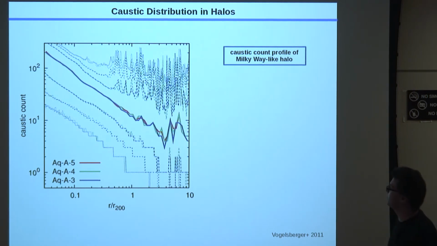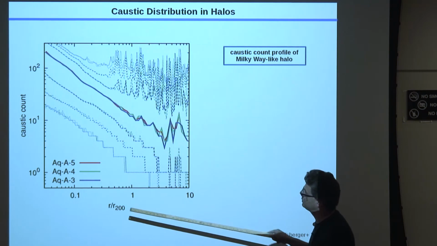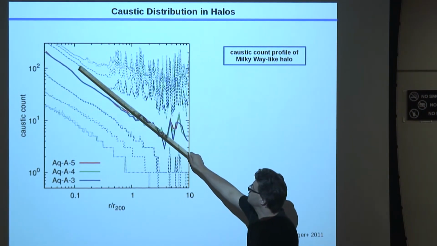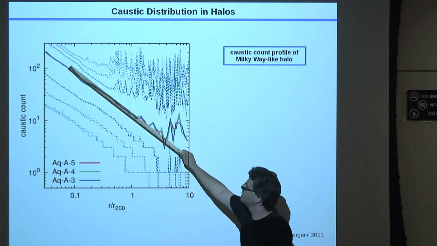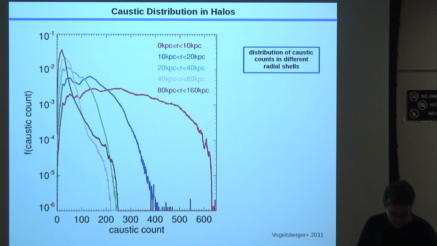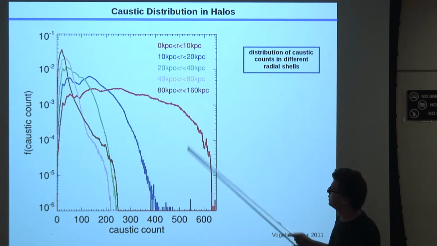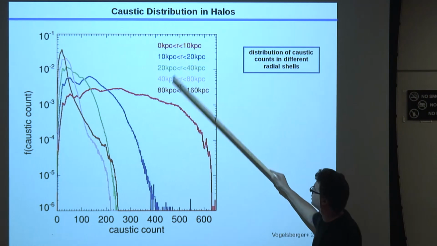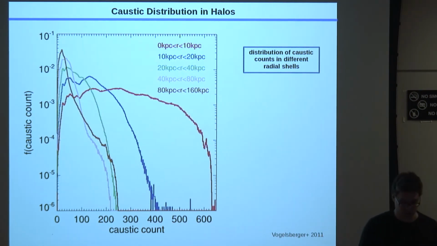You can also then make radial profiles, for example here. So this is as a function of radius in units of R200, the typical number of caustic counts. This is just the median here for different numerical resolutions. And you can see that this is the predicted profile that we get. And this is another way of showing the caustic count distribution in different radii, how many caustics you have at a given radius. And again, if you're in the inner part, you get this tail towards very large caustic counts, because of the short dynamical timescales.